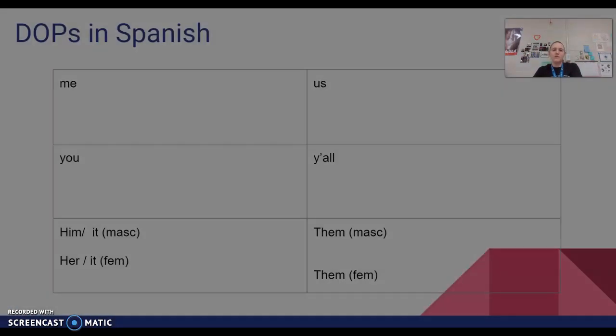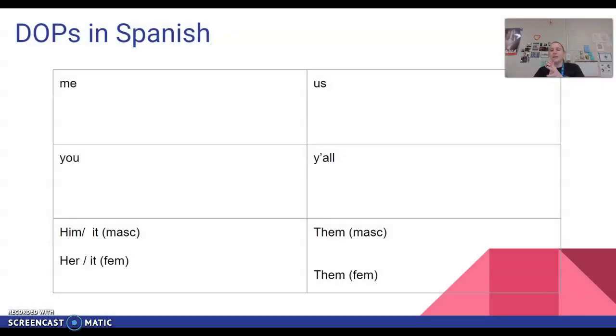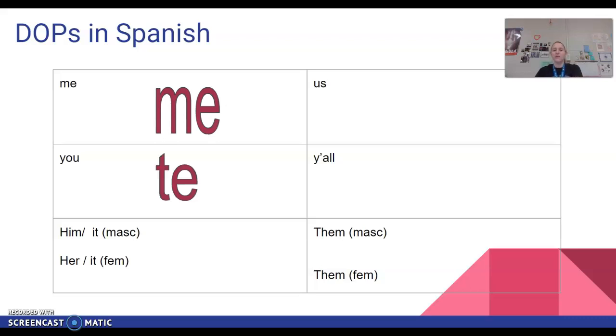Okay, so let's talk about direct object pronouns in Spanish. We have me, which is me, te, which is you. Lo can either be translated as it if it's taking the place of an object that is masculine, or it can mean him if we're talking about a male person.